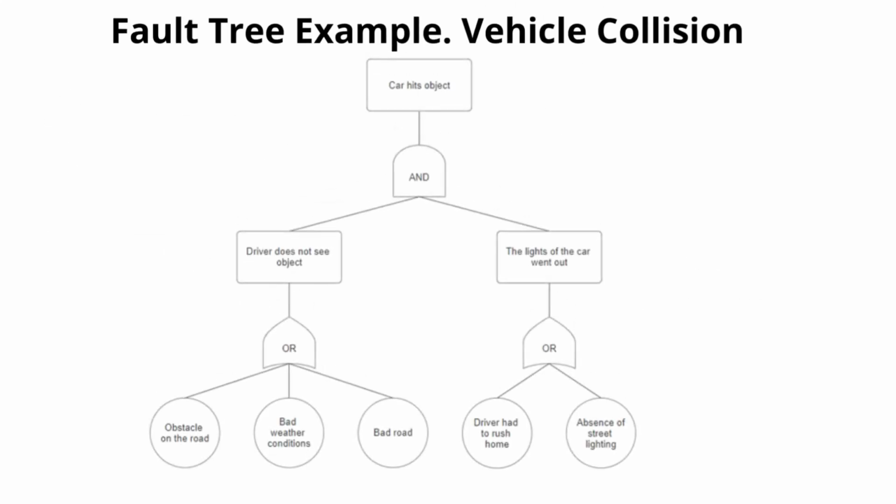Look at the fault tree example. Our scenario: car hits object. Look at the reasons. We have the event car hits object, an AND gate, and two intermediate events: driver does not see object and the light of the car went out. And we have an OR gate and the sub-causes: obstacle on the road, bad weather condition, bad road, driver had to rush home, and absence of street light.